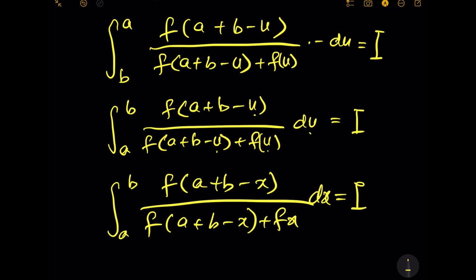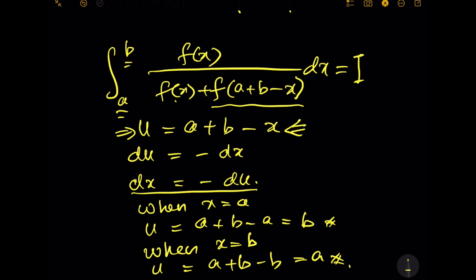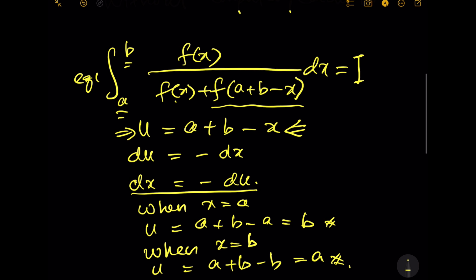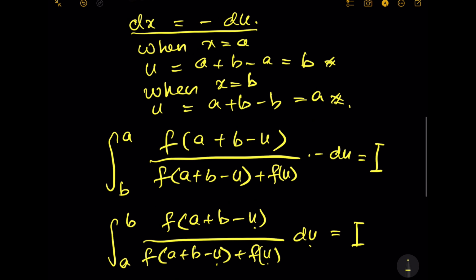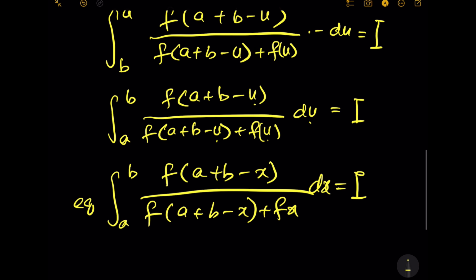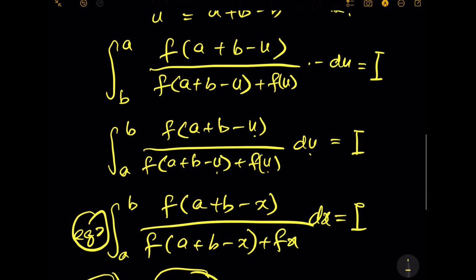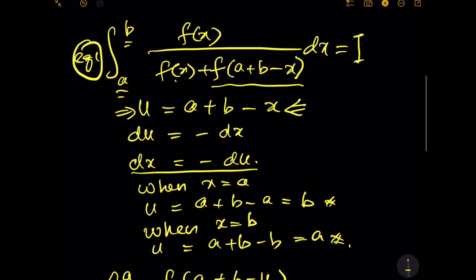Now we have two equations here. The equation of f(x) here, and the second equation is the one we finally derived, eq2. So now, if we add eq1 plus eq2, this is what we're going to have. What is eq1? This is our eq1.